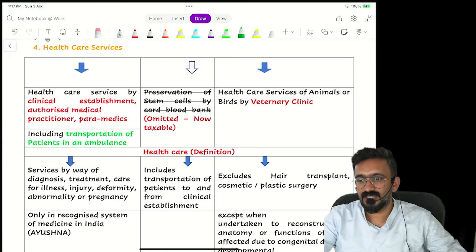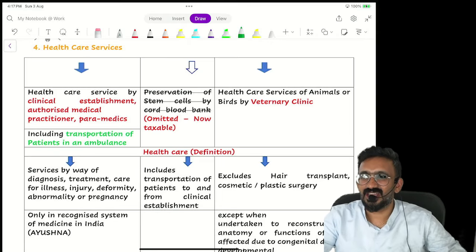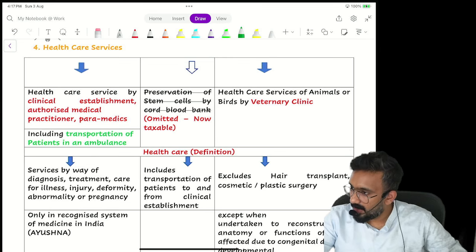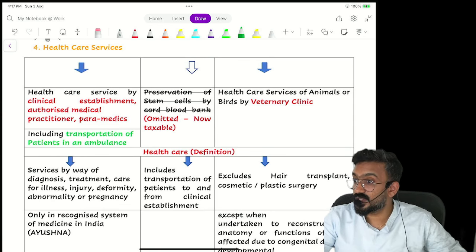Clinical establishment designed a software for you. Will they get exemption? No. Only healthcare services. Apart from that, there is one more, including transportation of patients by ambulance. They did not even specify anything here. They said specified activity. What is it? Transportation of patients by ambulance.